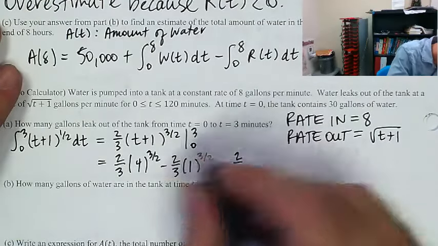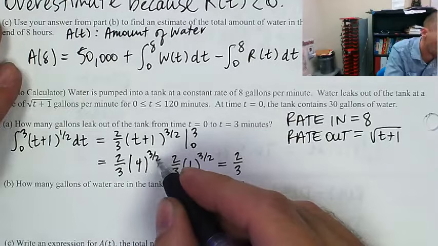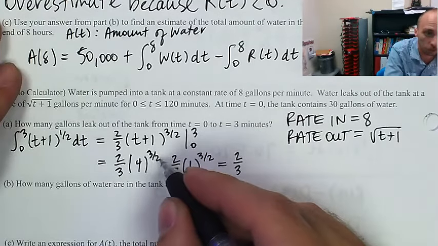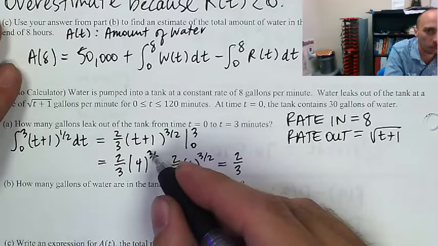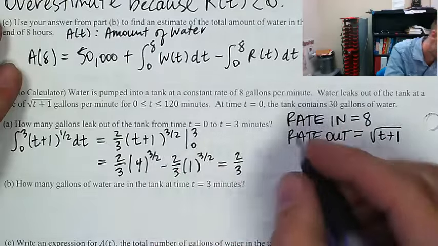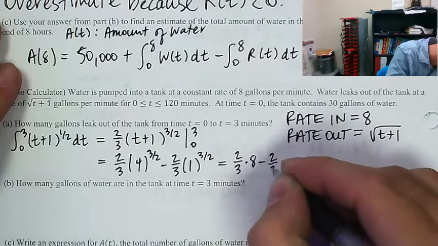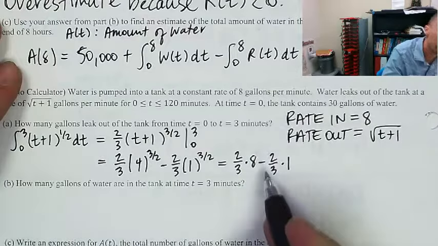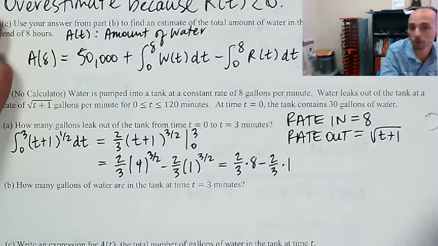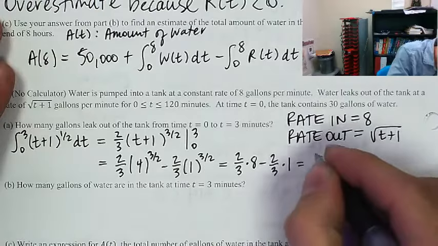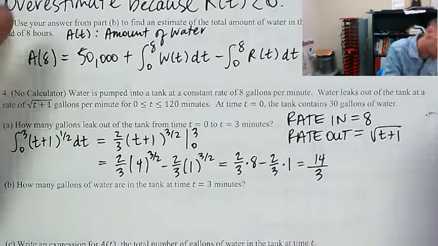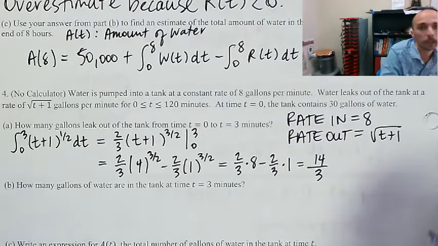So this is 2/3. 4 to the 3/2 is I take the square root of 4, and that's 2, and then I take that to the 3rd power. So 2 to the 3rd is 8. I'm going to factor out the 2/3 and say it's 2/3 of 8 minus 1. So that's going to be 14/3, right? Because it's 2/3 of 7.